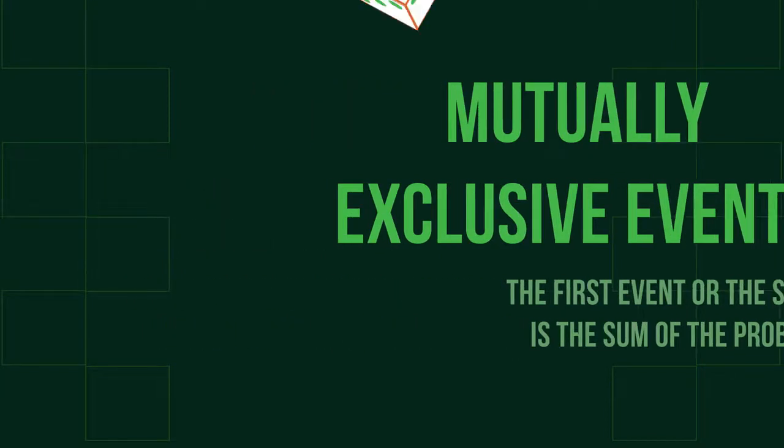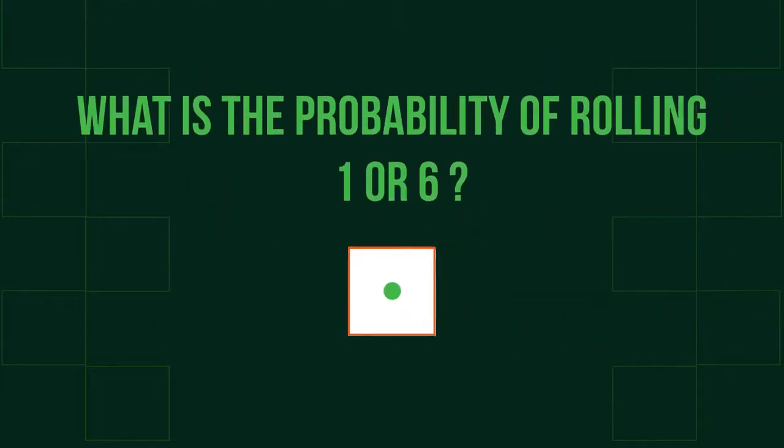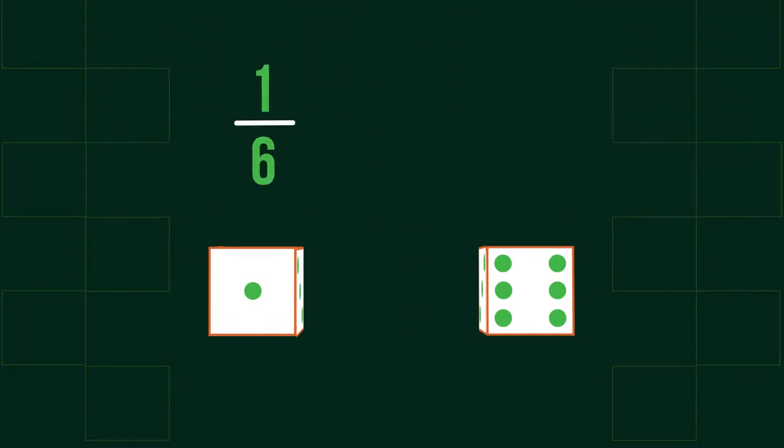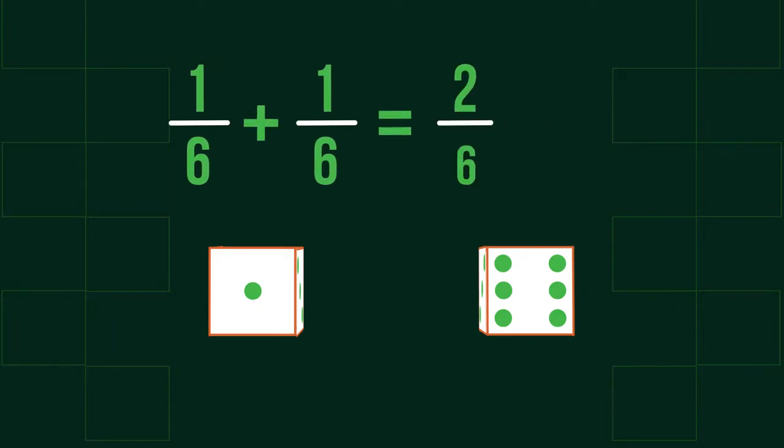For example, if you roll a dice, what's the probability of rolling a 1 or a 6? Pause now if you want to have a go. The probability of a 1 is 1 over 6, and the probability of a 6 is also 1 over 6. There are therefore 2 out of 6 outcomes that are what we want, so the probability of a 1 or a 6 is 2 over 6. This can be simplified to 1 over 3 and is the same as the sum of the individual probabilities.